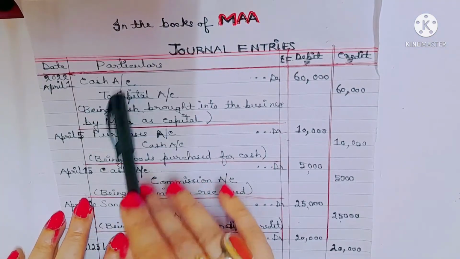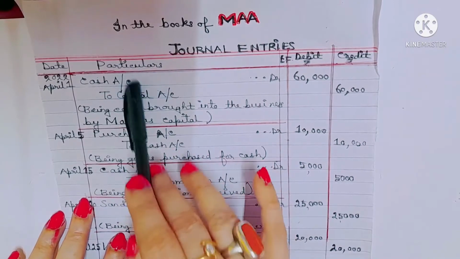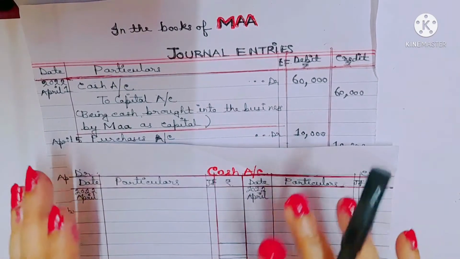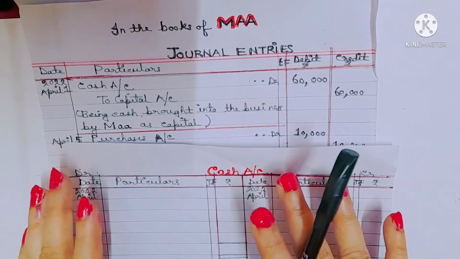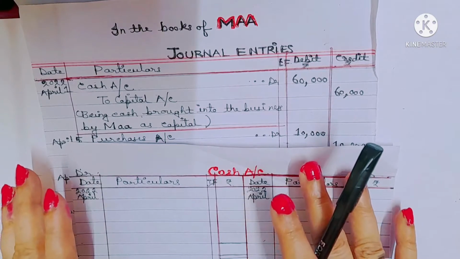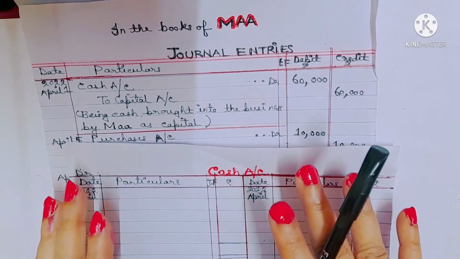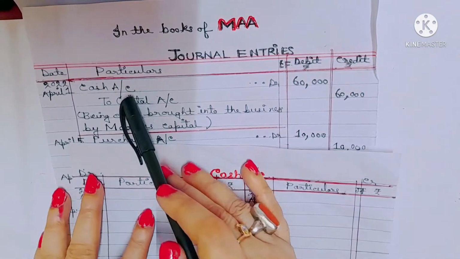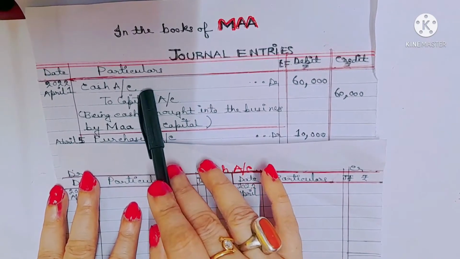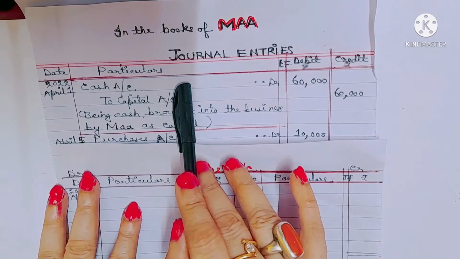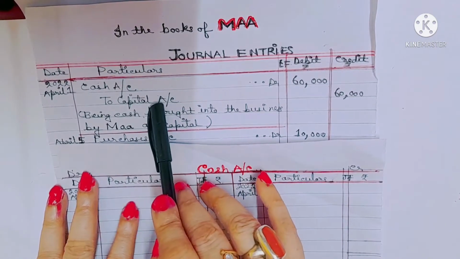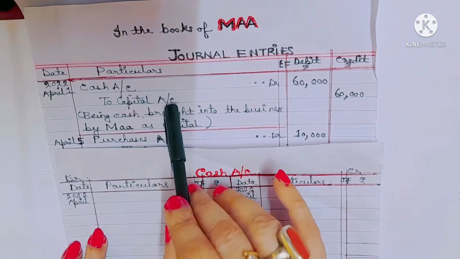On 1st April, cash account to capital, so here there is cash account. So how to do ledger posting? When we are preparing cash account, we will look from the position of the cash account. Always remember, when we are preparing cash account, we will look from the position of the cash account. Where is cash? Cash account is on the debit side. So the opposite account, capital, will also appear on the debit side in the cash account.